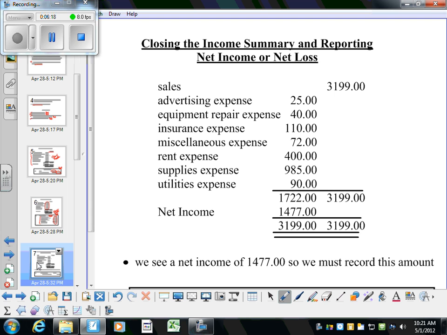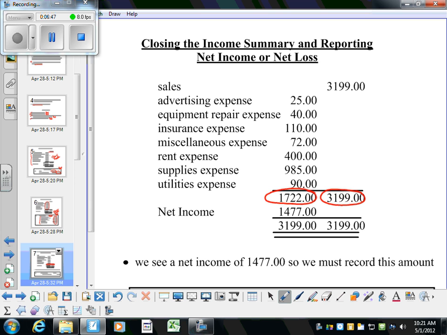Step number 3 is to close your income summary. So if you were to post in your income summary, and you can actually find this on your worksheet as well, you see you had a credit of $3,199, and you had a debit of $1,722. That means you had a net income of $1,477. So in your income summary, you are going to have a credit amount of $1,477.